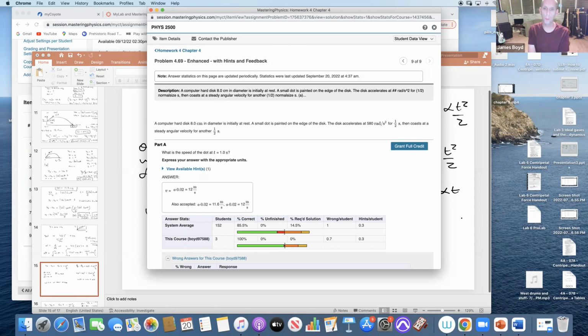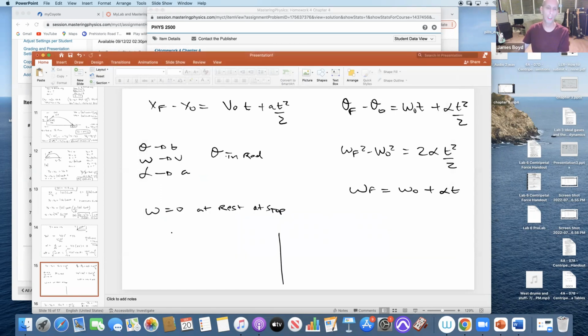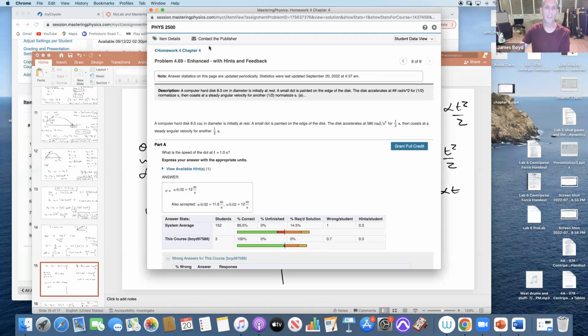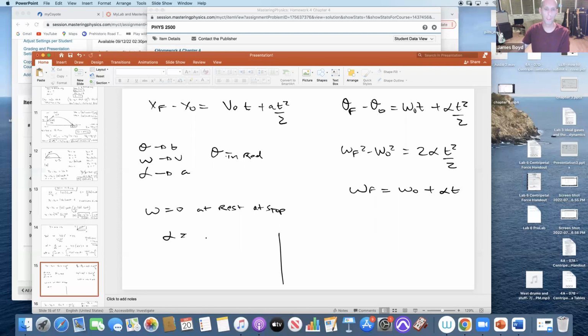We have 2 particular times. This is when alpha is 580 rad per second squared, and this is from t is equal to 0 to 0.5. Then alpha is 0 from t is equal to 0.5 to 1.0 seconds. Omega is constant, and we don't know what it is. Omega initial is 0, and we want to find omega final.